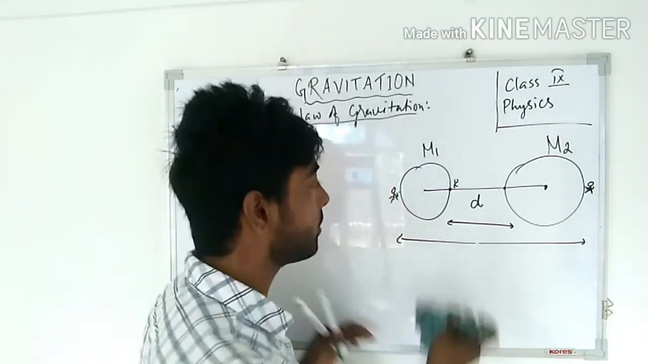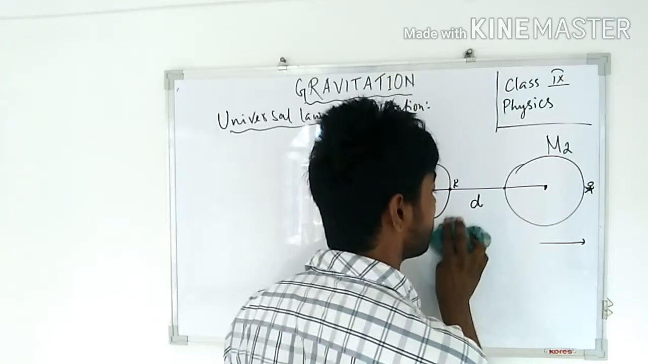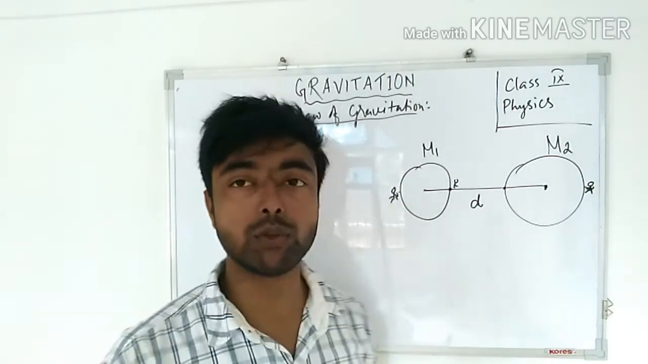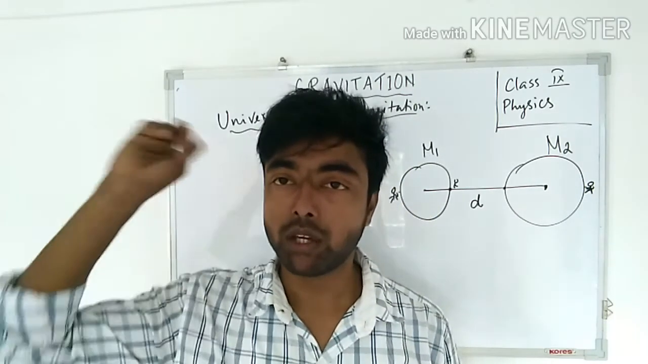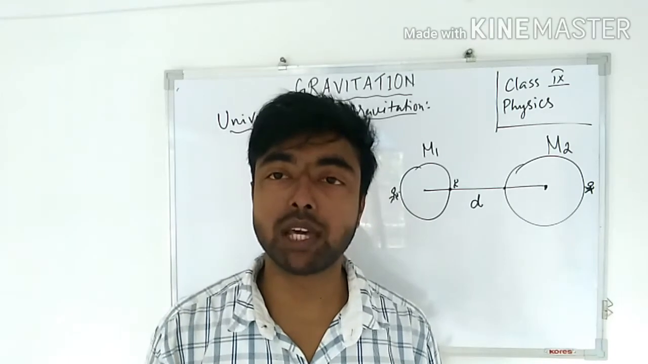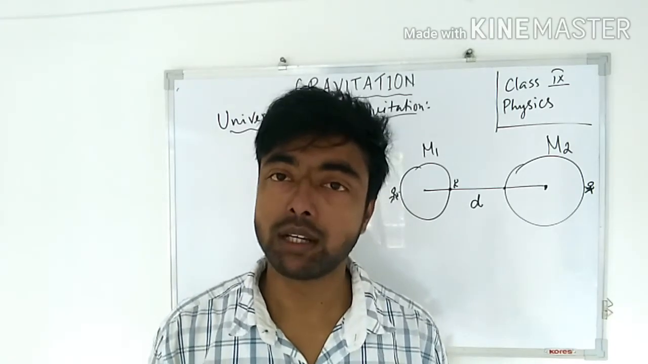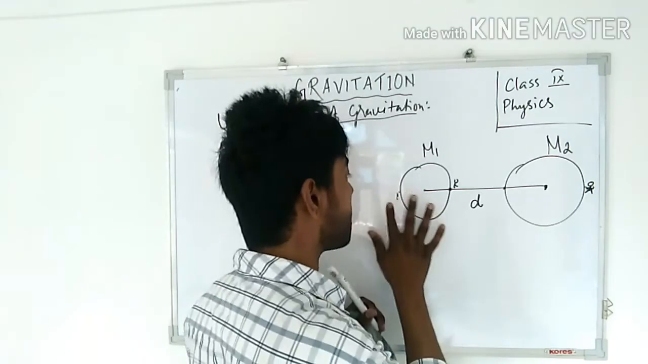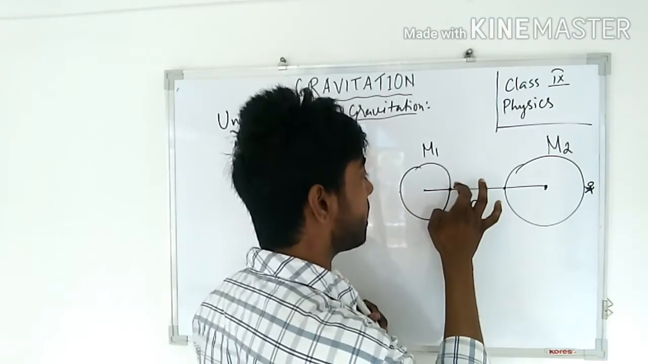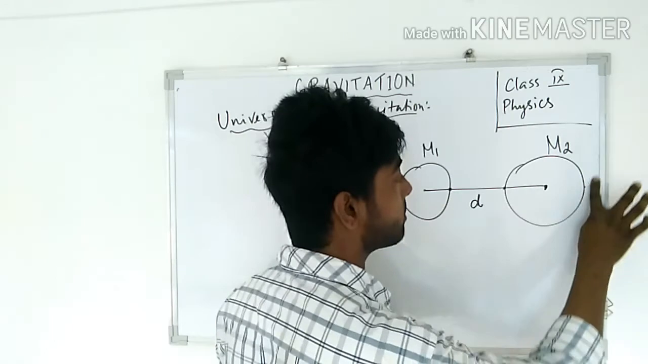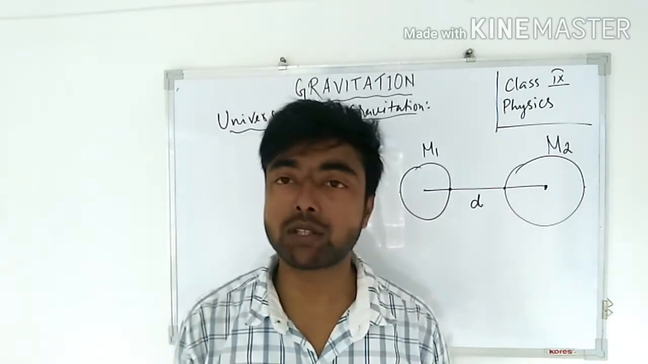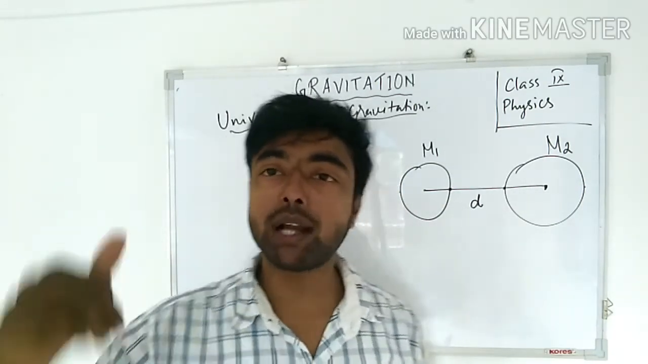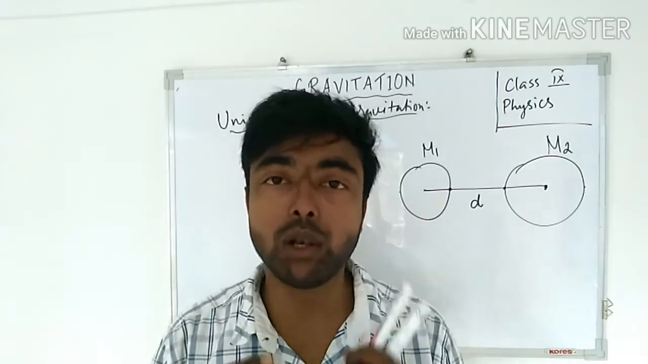Okay, so whenever we take the distance between two objects in case of the universal law of gravitation, we always take it from center to center. Clear? Done? So that distance is written by D, and what is M? M1 is the mass of the first object, M2 is the mass of the second object. Now, what does this universal law state?